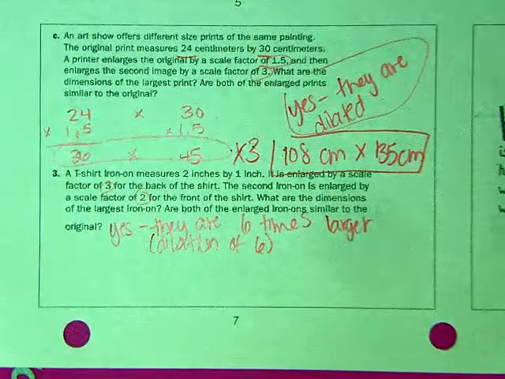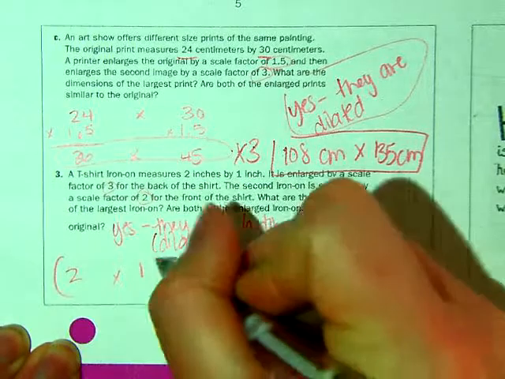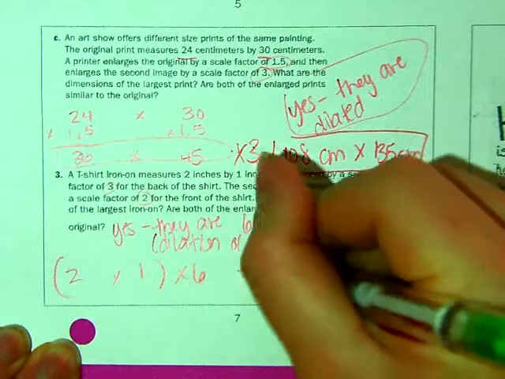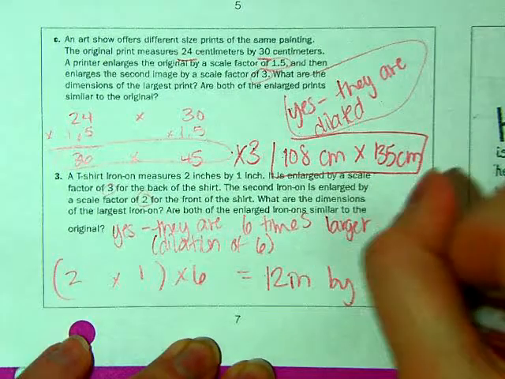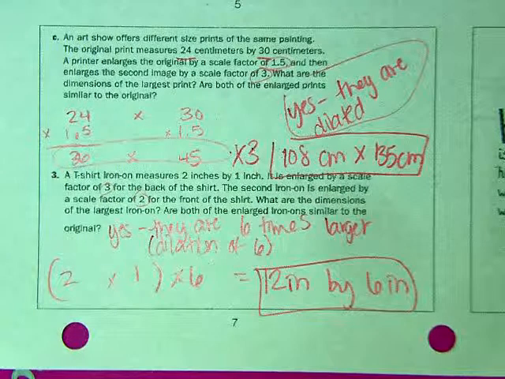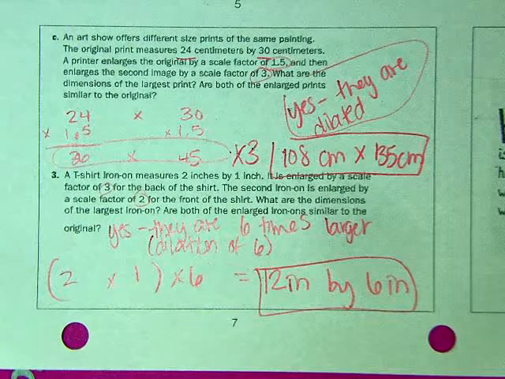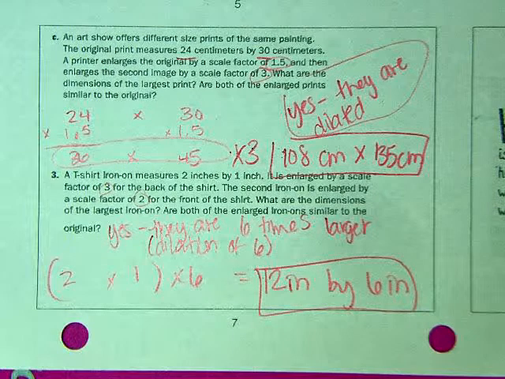So we just need to figure out the final one. 2 by 1, then we take that times 6. So you get 12 inches by 6 inches for the final dilation. And there you have it. And it's okay to combine scale factors because you're just multiplying. And multiplying has that property that allows us to do that.